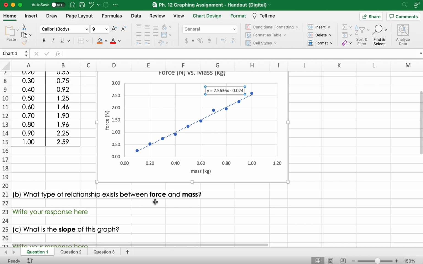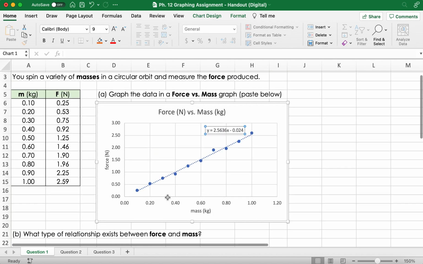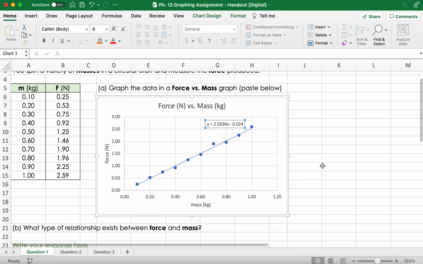So down here, what type of relationship exists between force and mass? You're going to write the mathematical name of that relationship. So this is a linear relationship. And what is the slope of this graph? You can read a slope off of a linear graph by looking at the coefficient in front of the independent variable, since this is in the form y equals mx plus b. So m is your slope. You can read that off right there.